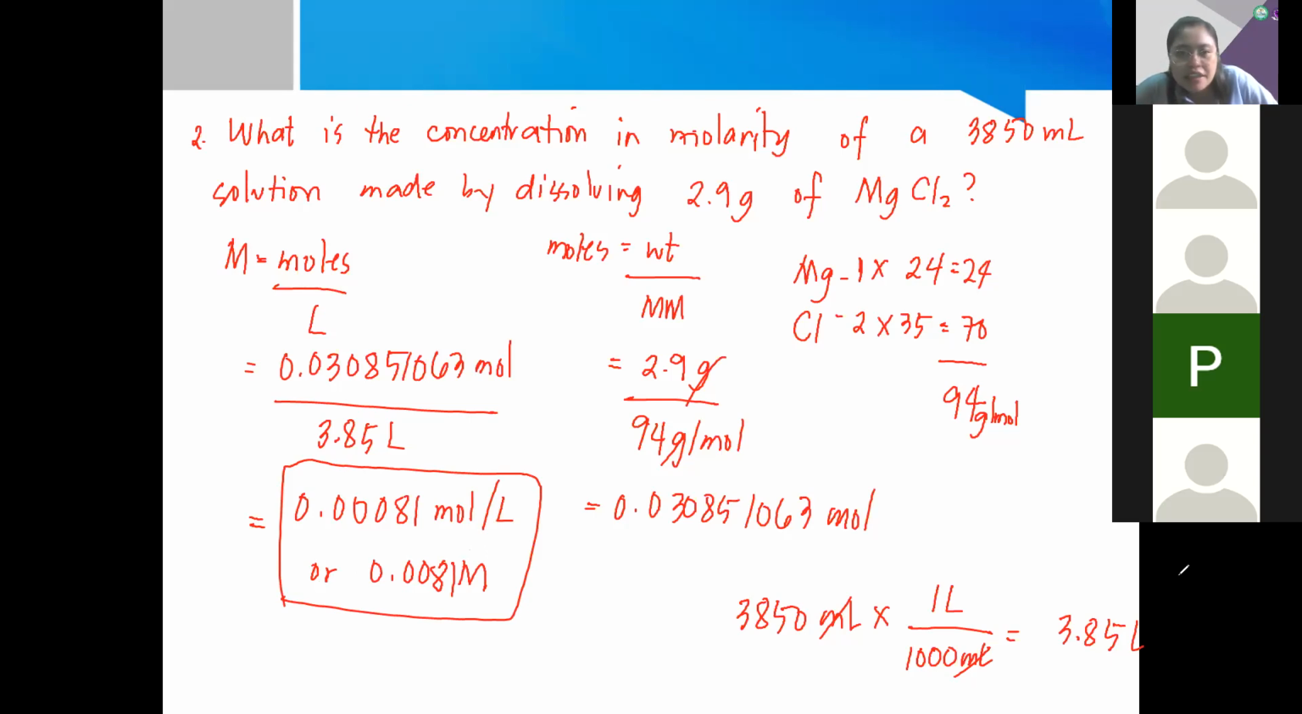Yan yung molarity. Masyadong mababa yung concentration ng prepared solution. Konti lang din kasi 2.9 grams lang ng magnesium chloride and medyo marami yung volume, 3,850. So we will really expect a lower concentration, 0.0081. So I hope by now, alam nyo na paano isolve ang molarity. So dalawa na yon, molarity and normality.